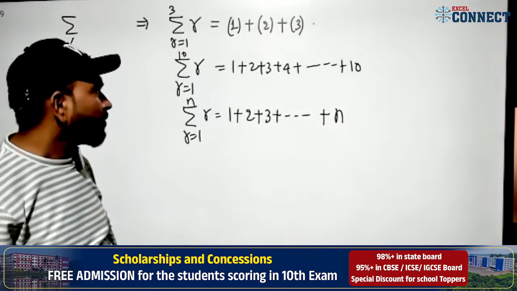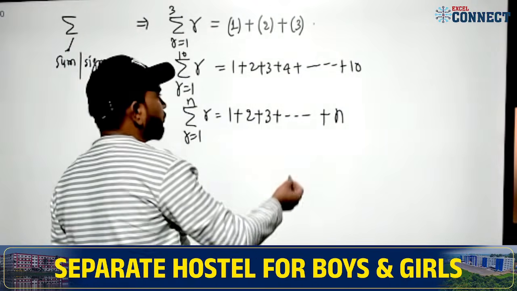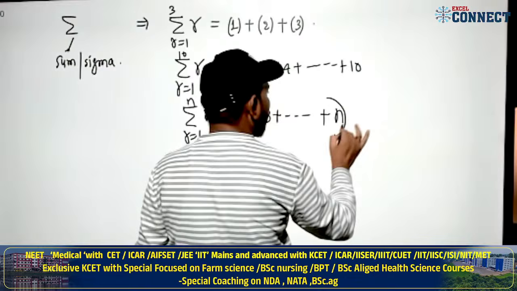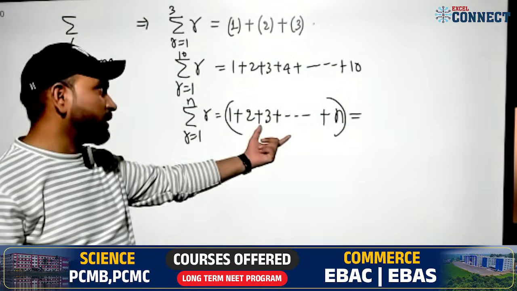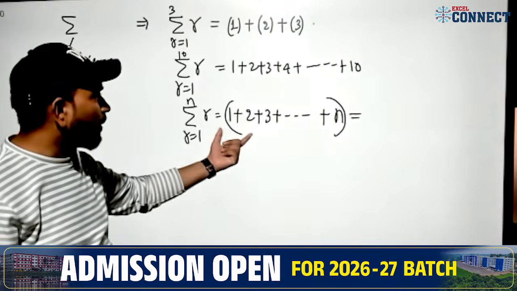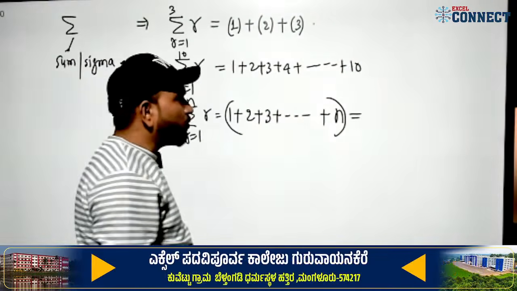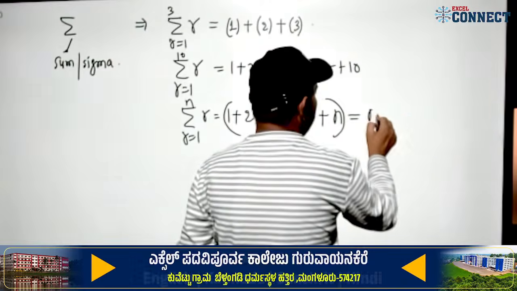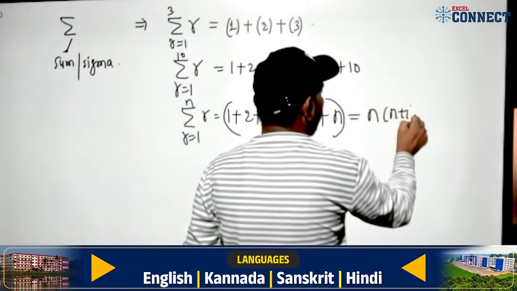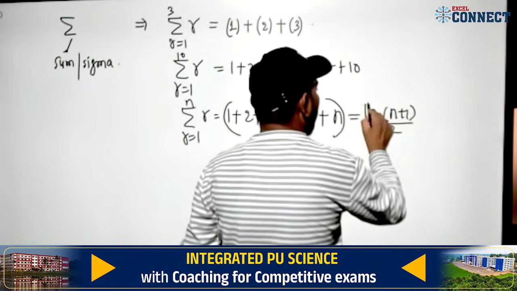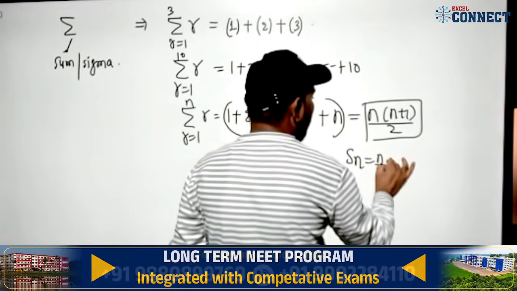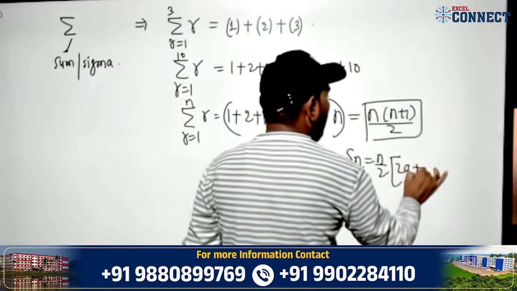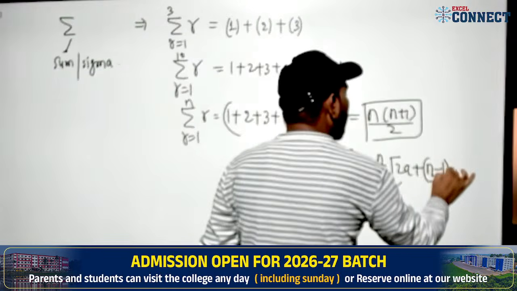Yes, correct. So if I ask you, what is the summation of this 1 to n? You studied this concept in the 10th class. Summation of 1 to n, you know it is AP. So what is this formula? n into n plus 1 by 2. Or you can find by the formula also: Sn is equal to n by 2 into 2a plus n minus 1 into d.